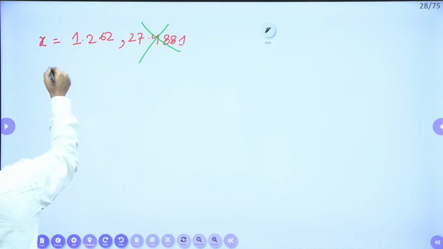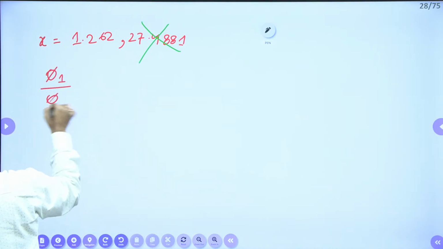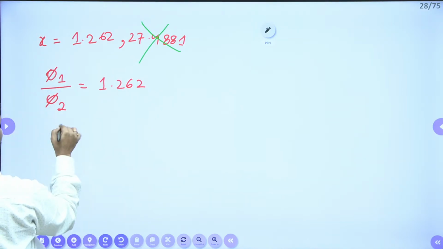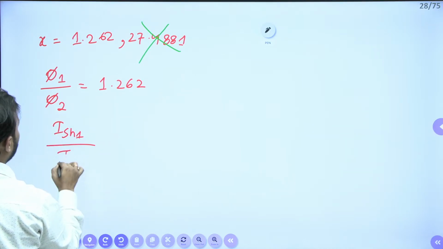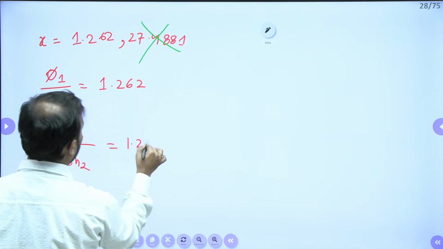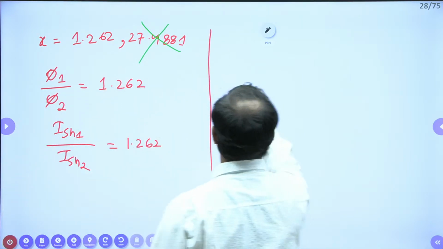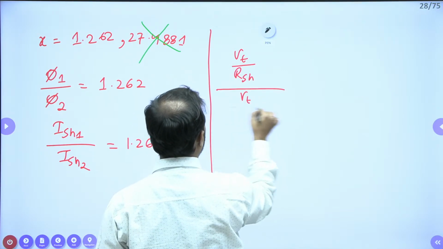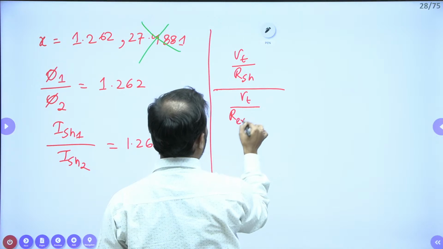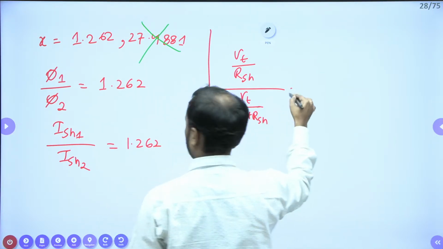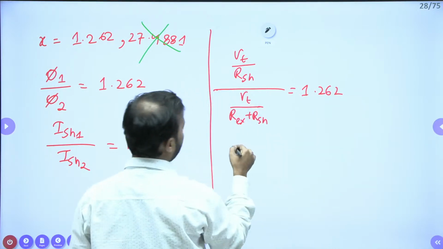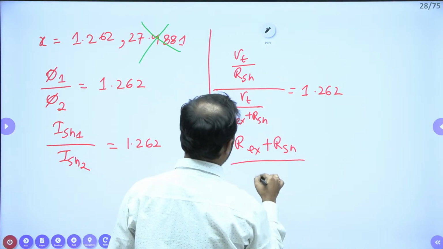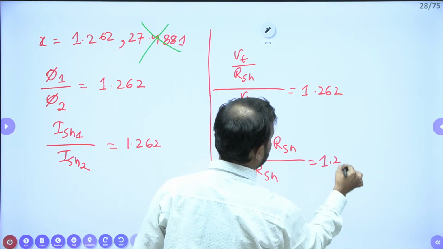Okay. So what we have, x as phi1 by phi2, this is equal to 1.262, and phi1 is proportional to ISH. So ISH1 divided by ISH2 is equal to 1.262. ISH1 is VT upon RSH, divided by ISH2, which is VT upon R external plus RSH. This is equal to 1.262. So (R external plus RSH) divided by RSH is equal to 1.262.